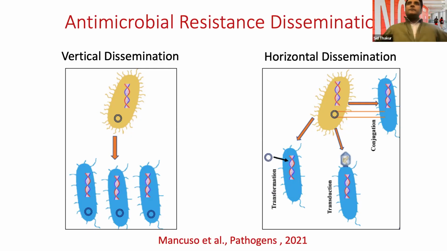And horizontal dissemination is through plasmids, for example. Plasmids are extrachromosomal DNA material in the cell that can replicate on their own, and plasmids are circular, so they carry a lot of genes, and they can make a copy and then through a process called conjugation give it to the other cell, and now both of them are resistant. So this dissemination is really a big problem.